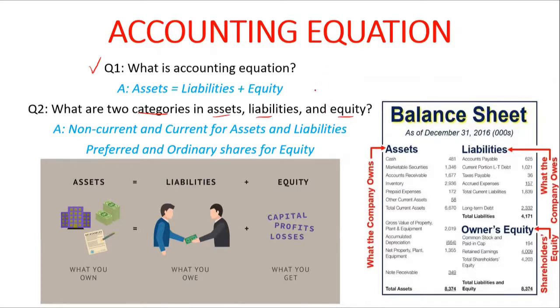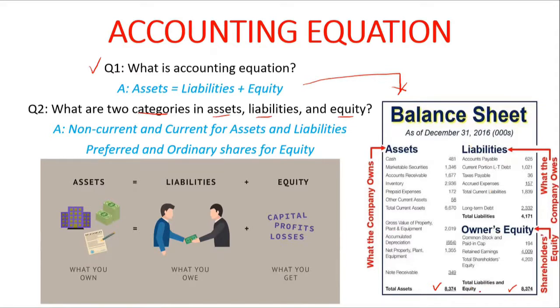So what is the accounting equation? The accounting equation is assets equal to liabilities plus equity. And this is what the balance sheet is based on as well. So I've given you an example here. You can see we have assets on the one side, which is on the left-hand side, and on the right-hand side, we have liabilities and equity.